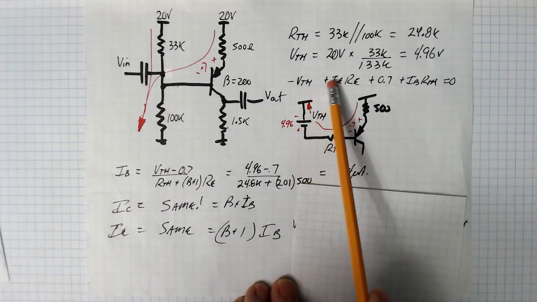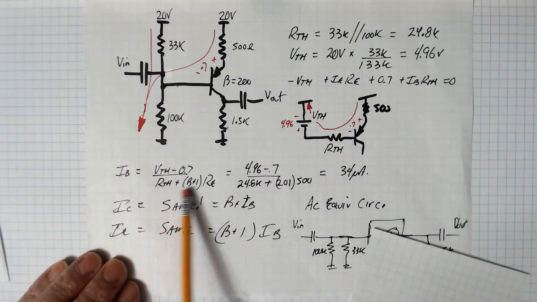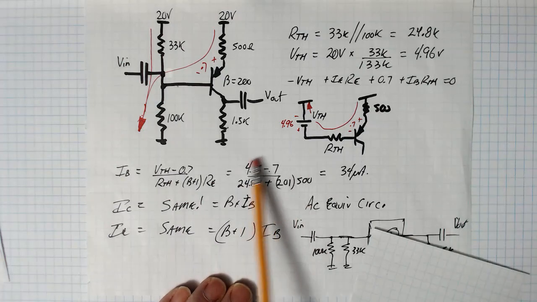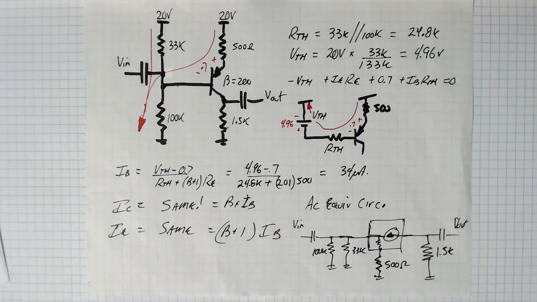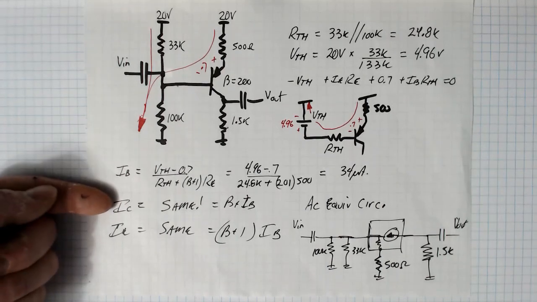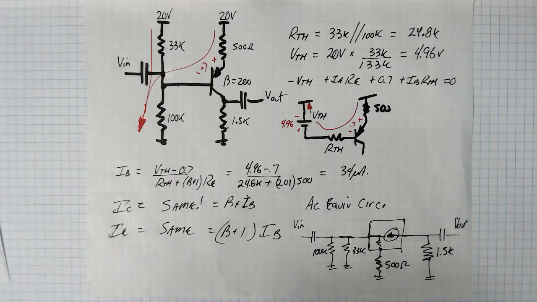Minus 4.9 plus 0.7 over the Thevenin resistance. That's here, 34 microamps. I've solved for the base current. The rest of it is solved the same: multiply by beta. IE is done the same, multiply by beta plus 1.